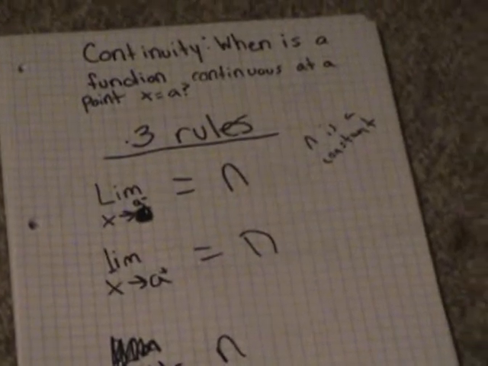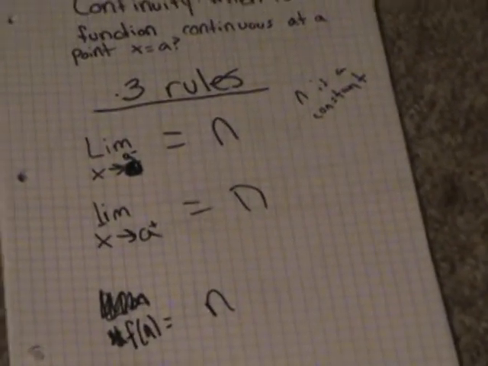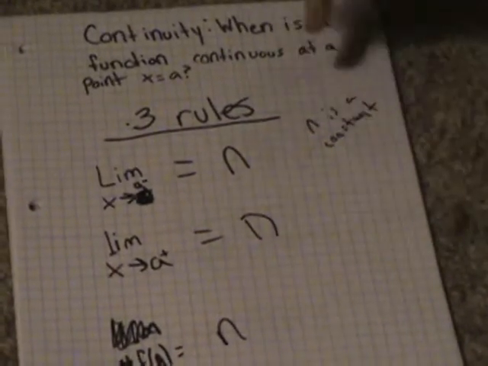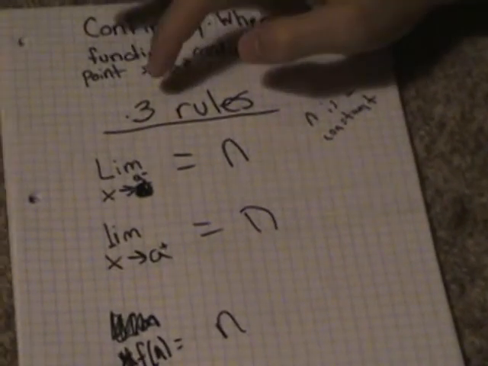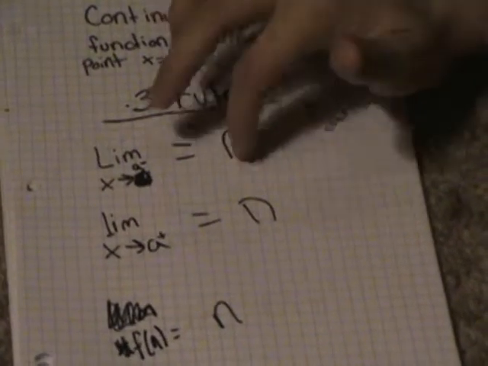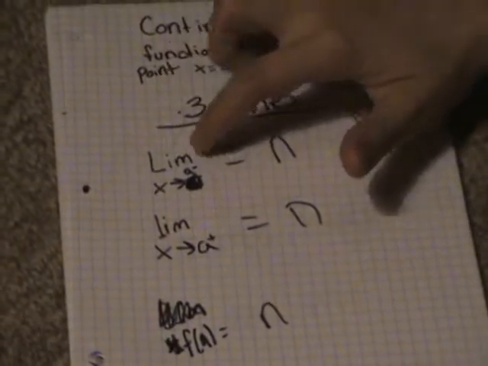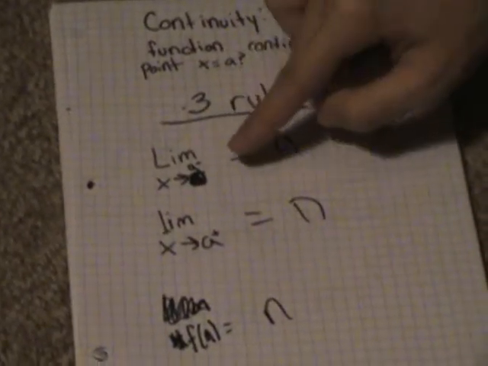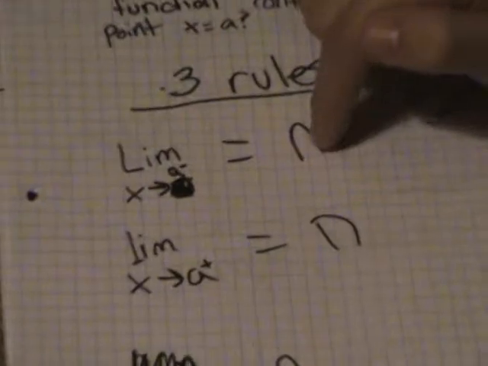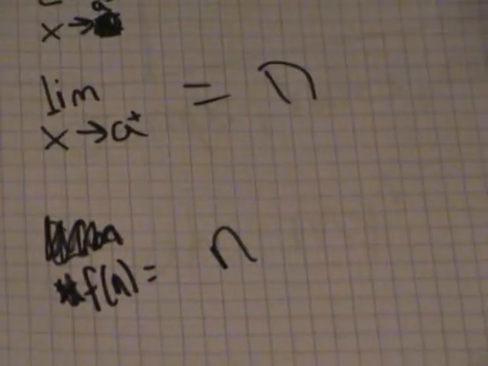There are 3 rules to tell if a function is continuous at any point where x equals a. If n is a constant, there are 3 things that have to be equal to each other, n, for it to be continuous at that point. The limit as x approaches that point from the left has to equal it. The limit as x approaches from the right has to be equal to it. And at that point, the function has to be equal to it.